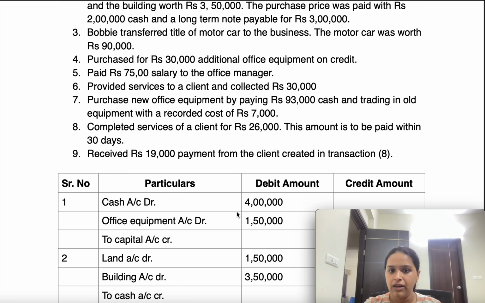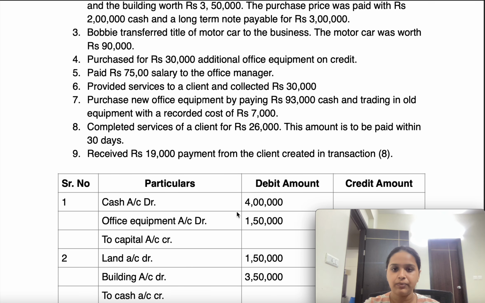Completed service of client for rupees 26,000. This amount is to be paid within 30 days. It means Bobby has provided a service to one of the clients for which he will receive 26,000. So it is a revenue for him, it should be credited, but he has not received it yet. He will receive the money within 30 days. Since he has not received the payment now, it is a debtor for him. The debtor is a personal account, and because the debtor is receiving the services, it should be debited.